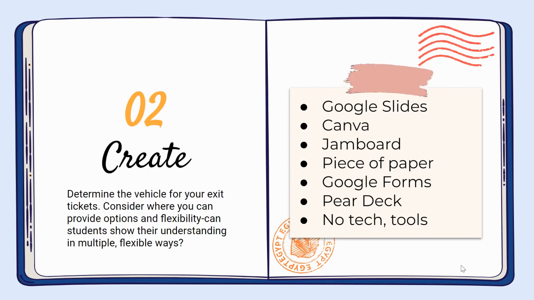If I know that I'm wanting to see how my students understand some vocab terms, maybe it makes sense to give them an exit ticket in the form of a quiz model. I could do that on paper, or I could use a Google Form. If I'm wanting students to explain or describe something, then maybe I give them something that lends itself to more creative expression versus a multiple choice type of quiz tool. So really think about what makes the most sense and how my students can show their understanding in multiple ways, and what really aligns with that learning goal.